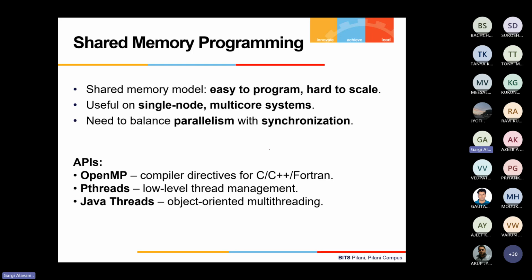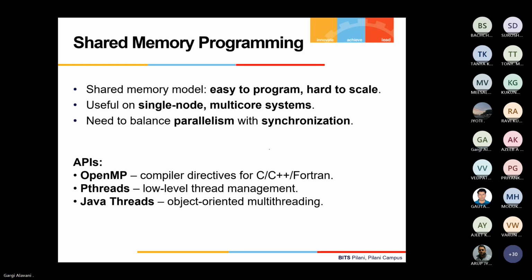So, in shared memory programming, as we've seen, it's easy to program but hard to scale, because there is a hardware limit on how much shared memory we can have in a multi-core processor system. If it is a single node, it is great and useful; we are able to gain good performance. But because it's shared memory and shared variables, we have to balance the parallelism that we can achieve in this code against the synchronization that is needed.